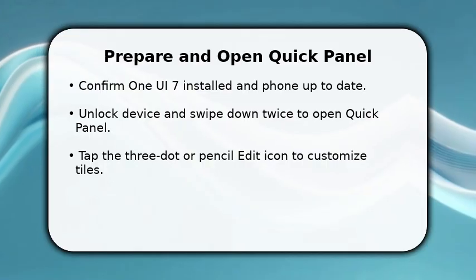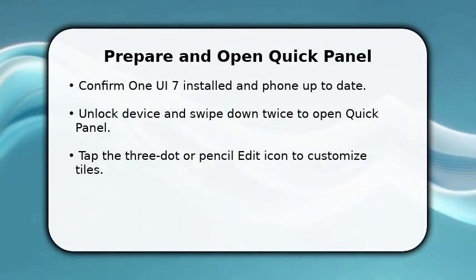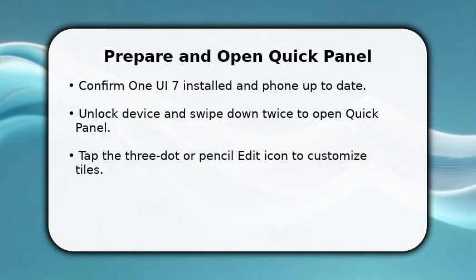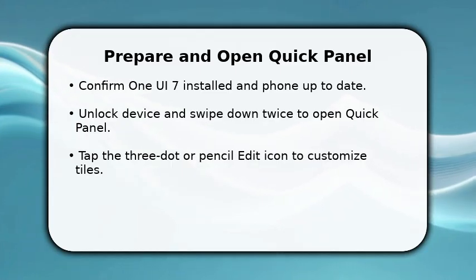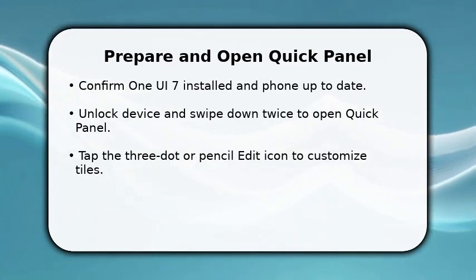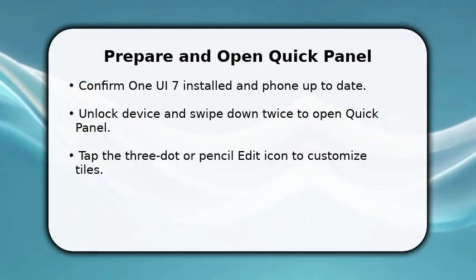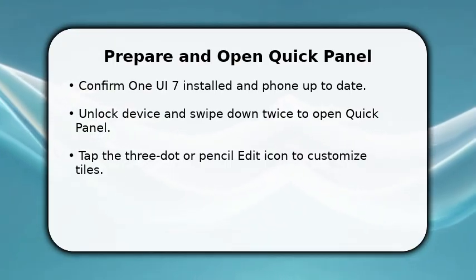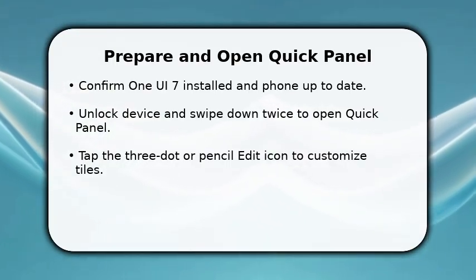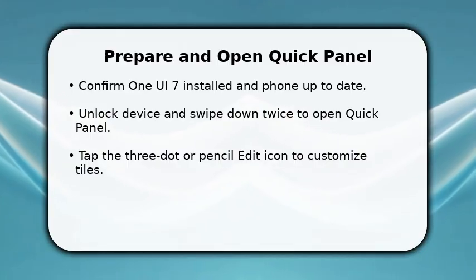Tap the three-dot menu or pencil icon to enter tile edit mode. This step exposes hidden tiles and the available icon library so you can move items. Make sure you're not in a third-party launcher that hides quick panel features, because customization happens in the system panel.